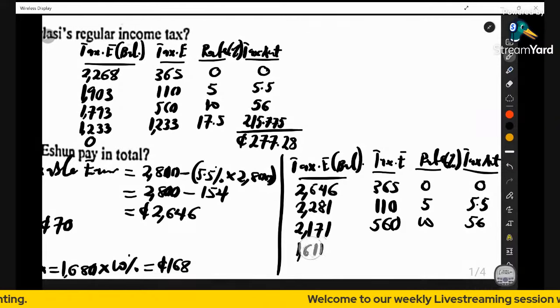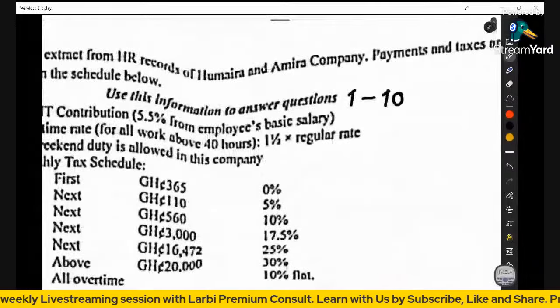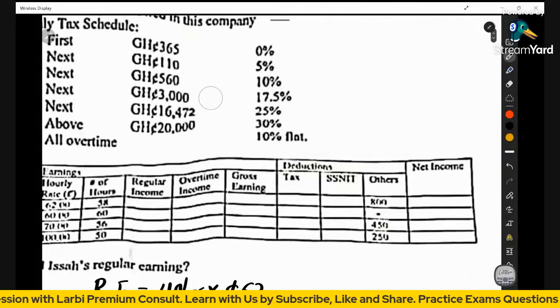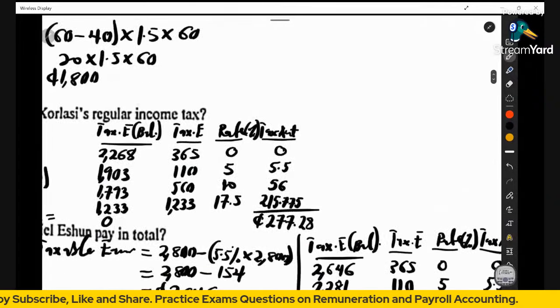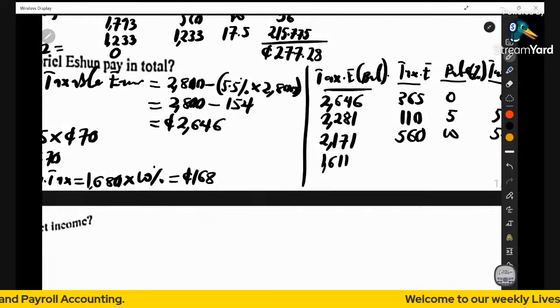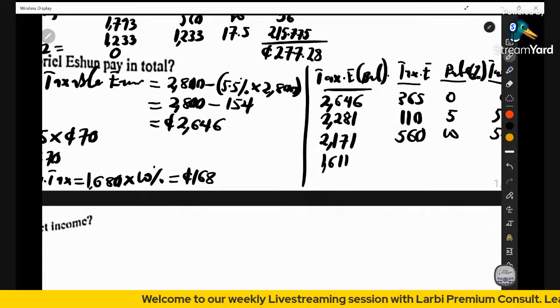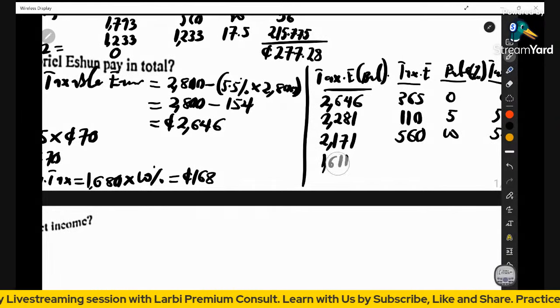You ask yourself, this 1,611, what is the next tax earning that we need to pay? I think 17.5. Remember, the taxable earning for this particular case is 3,000. But 3,000 is greater than our balance left here, which is 1,611. Since it's greater, we won't be able to pay 17.5% on that 3,000 since our remaining tax balance is less than that. Once it's less, you must apply that rate on the amount that is left, which is less than the taxable earnings given in the question or in the schedule.